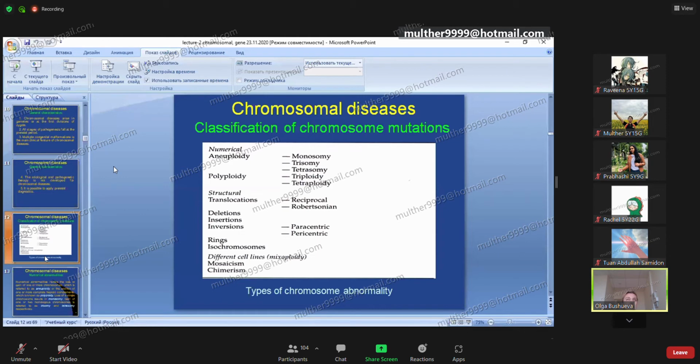Polyploidy is an additional set of chromosomes associated with the haploid set of chromosomes. So the diploid set of chromosomes will be 46, haploid will be 23. So presence of 46 plus 23 plus 23 plus 23 and so on will be examples of polyploidy. Aneuploidy is presence or absence of 1, 2, 3, and more chromosomes, not associated with a haploid set of chromosomes.